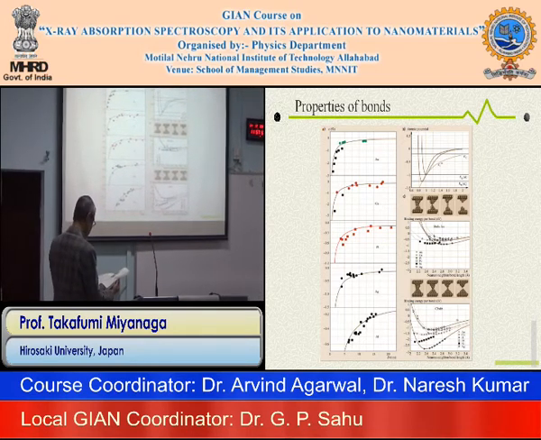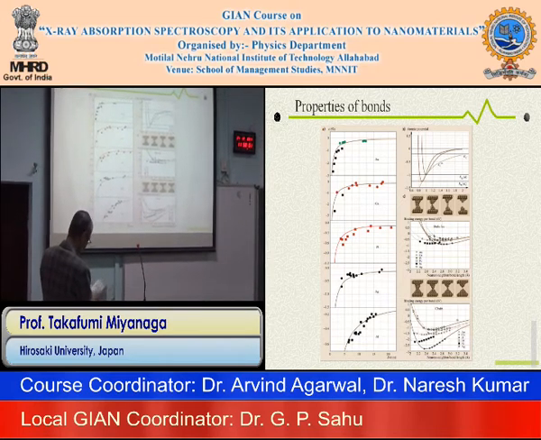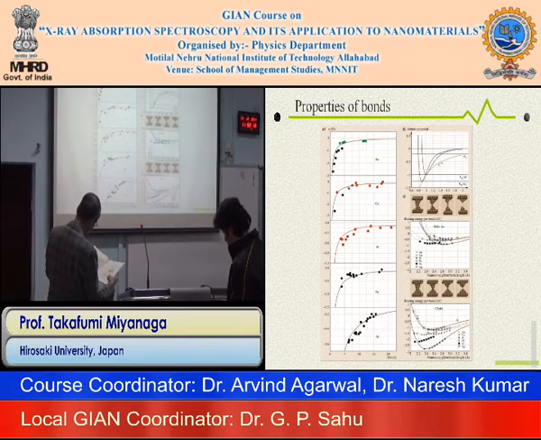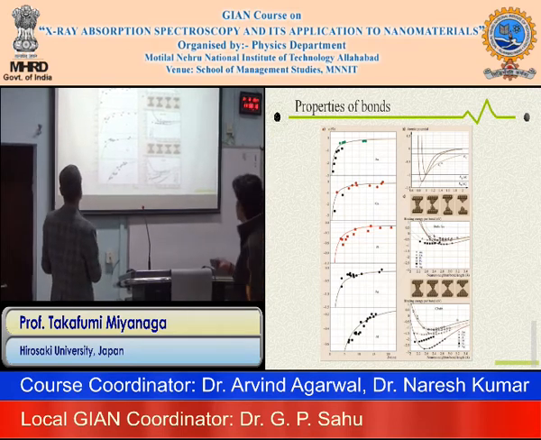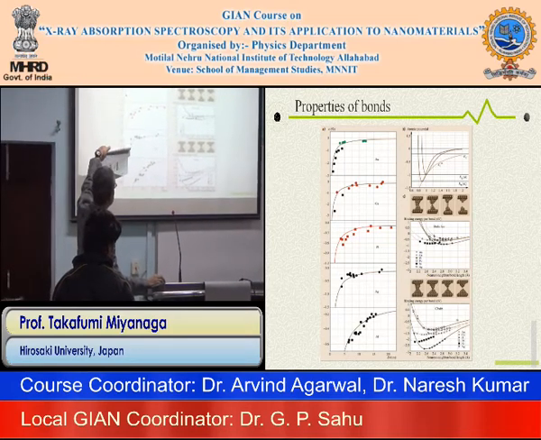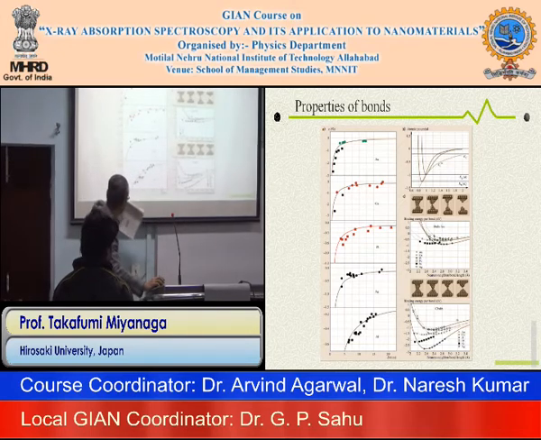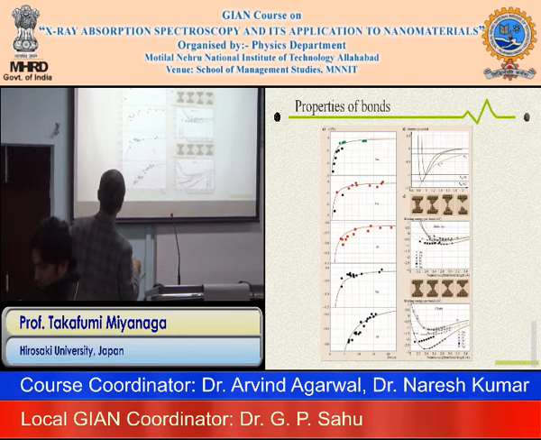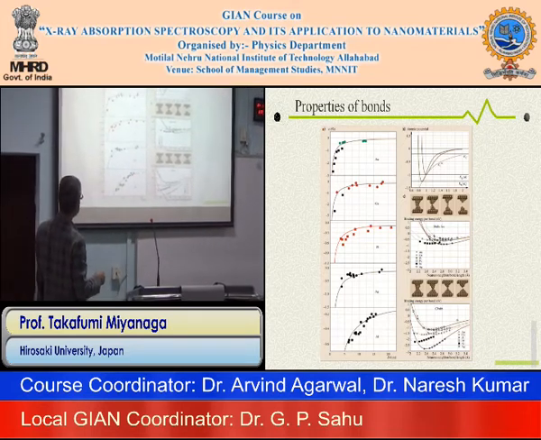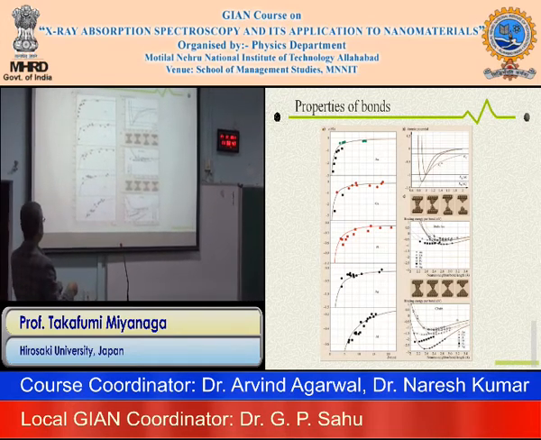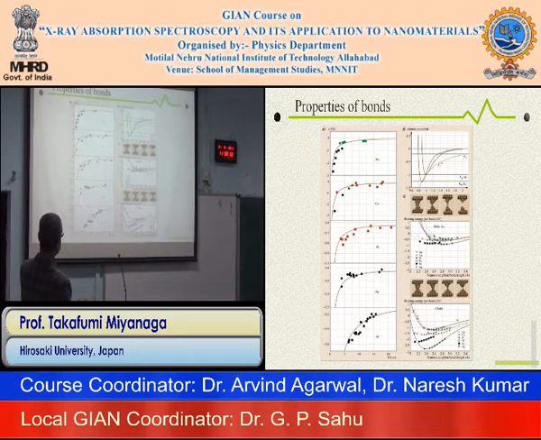I show you more accurately. This is the ratio of the bond length. Of course, for smaller particles, the interatomic bond length decreases. For aluminum, the decrease is stronger. I will show you the silver systems after this, in our experiment, and we discuss our experimental state.